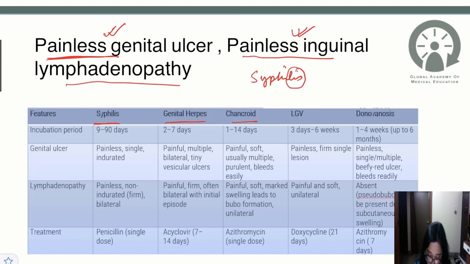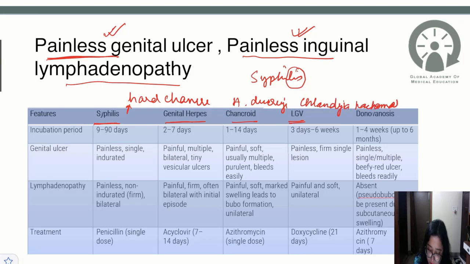Syphilis is also known as hard chancre, and we have genital herpes, we have chancroid caused by Haemophilus ducreyi, and we have lymphogranuloma venereum caused by Chlamydia trachomatis serovars, and donovanosis caused by Klebsiella granulomatis.